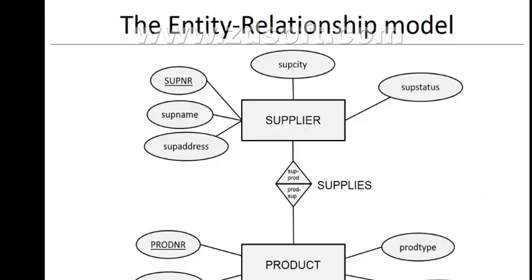Relationship types are indicated using a rhombus symbol in the ER model. Basically, the rhombus can be thought of as two adjacent arrows pointing to each of the entity types. You can see this illustrated here for the relationship type supplies between the entity types supplier and product.